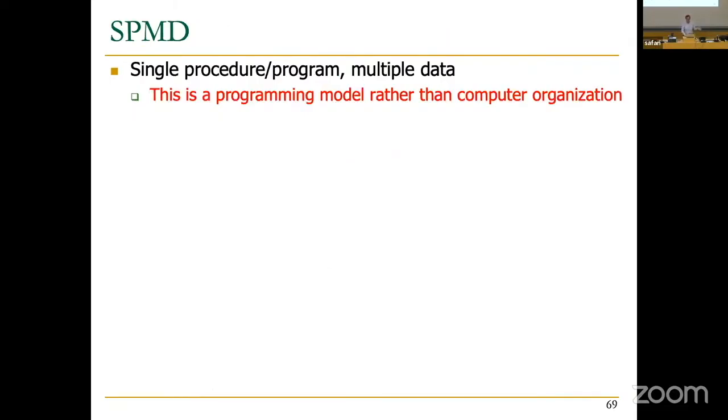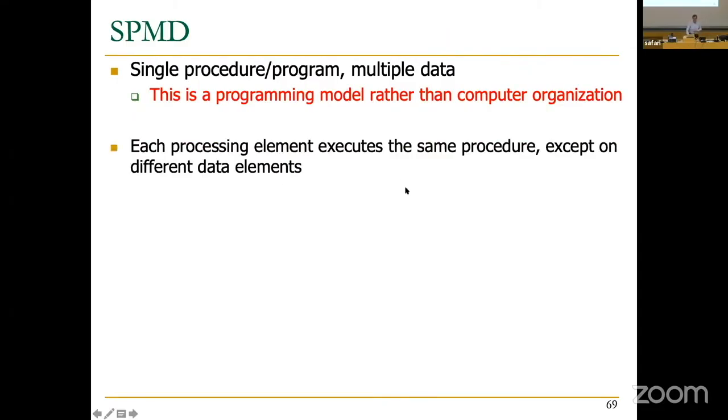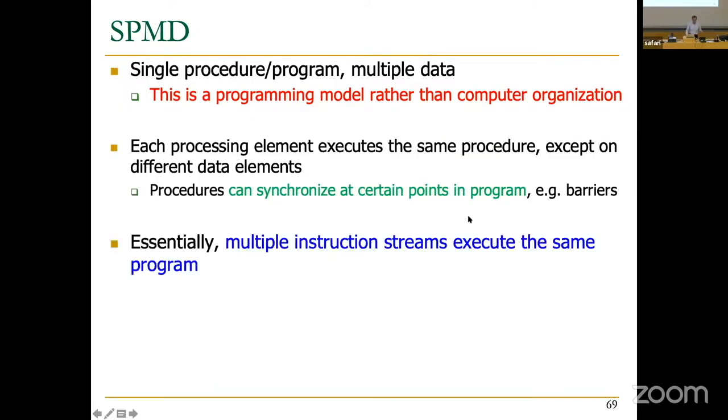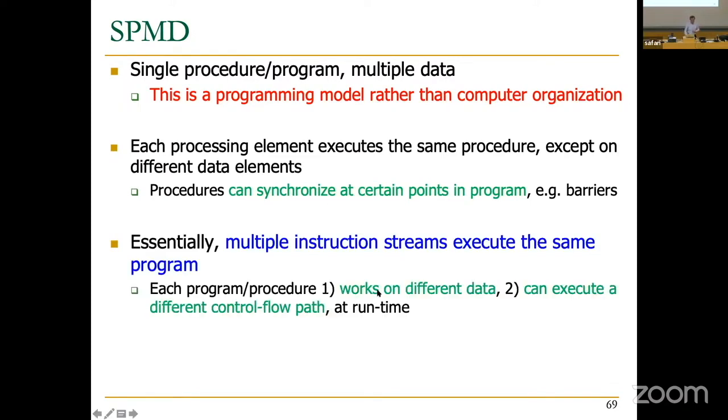So let's go back to SPMD again. This is single procedure or single program multiple data. This is really a programming model rather than computer organization, as we've discussed. Each processing element executes the same procedure except on different data elements. And procedures can synchronize at certain points in the program, in barriers, for example, which we're not going to go into, but you've seen it when we talked about data flow. Essentially, multiple instruction streams execute the same program. So what's the difference between these instruction streams? Each program or procedure works on different data and can execute a different control flow path at runtime.